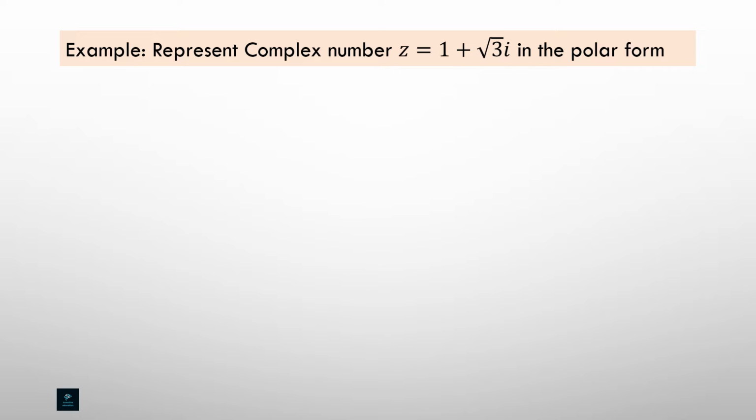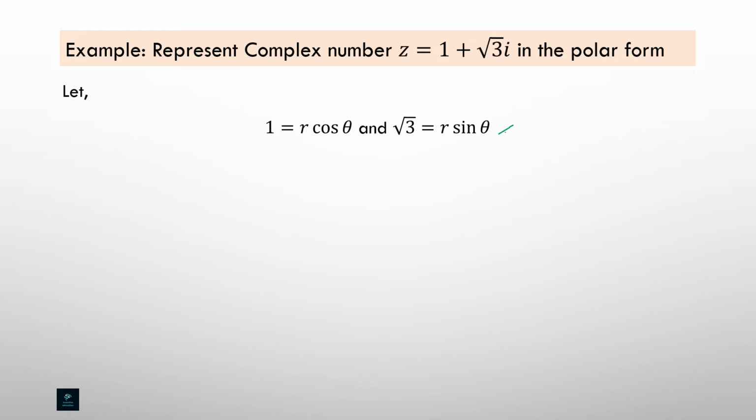Now let us take an example. In this example, we will write the complex number z equals 1 plus square root of 3 i in the polar form. So we can write the real component 1 equals r cos theta and the imaginary component root 3 equals r sin theta.